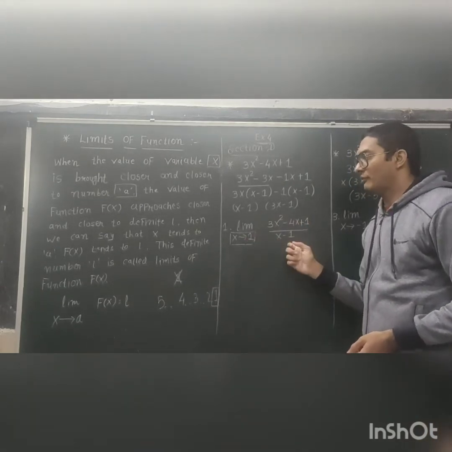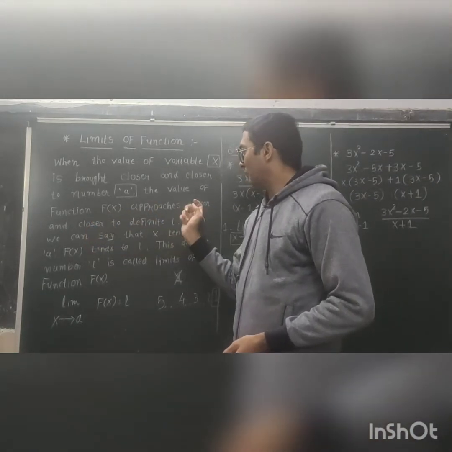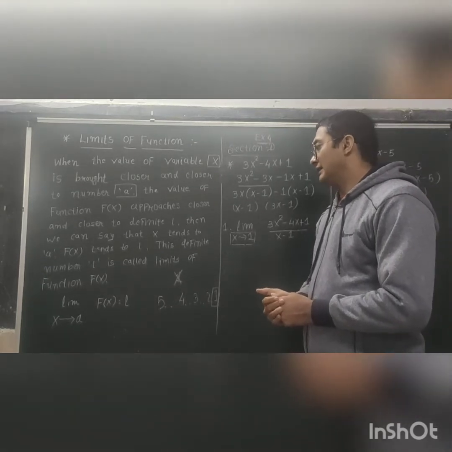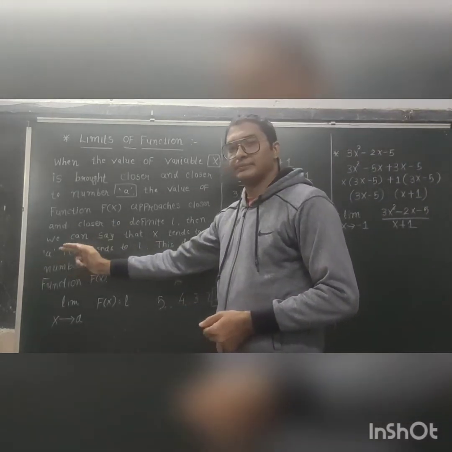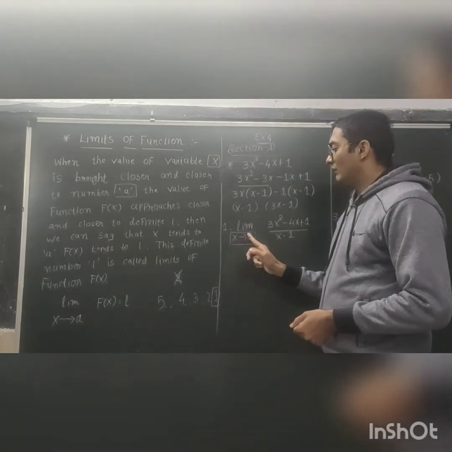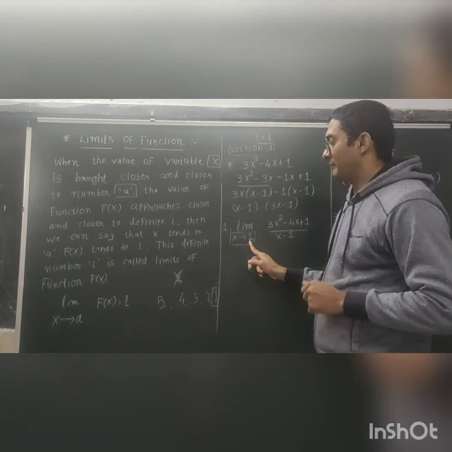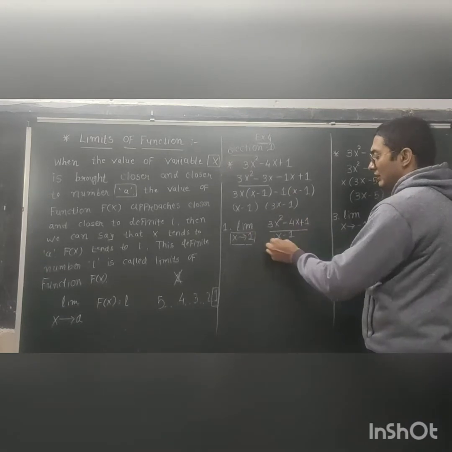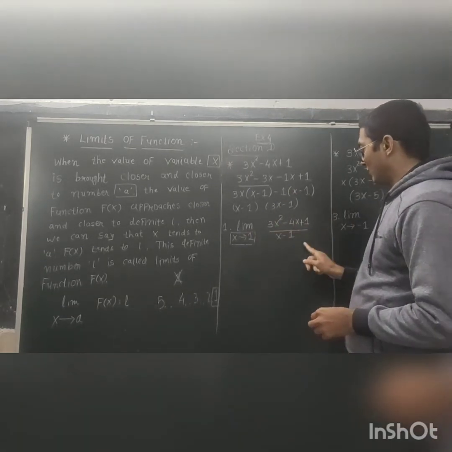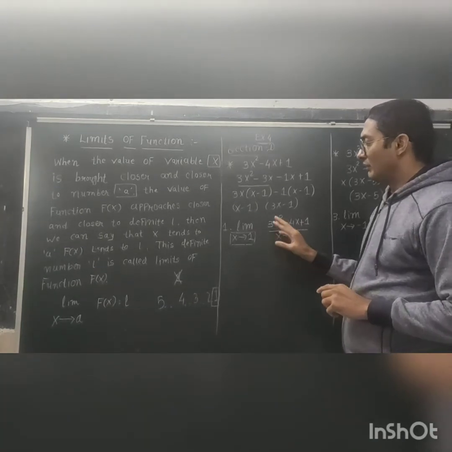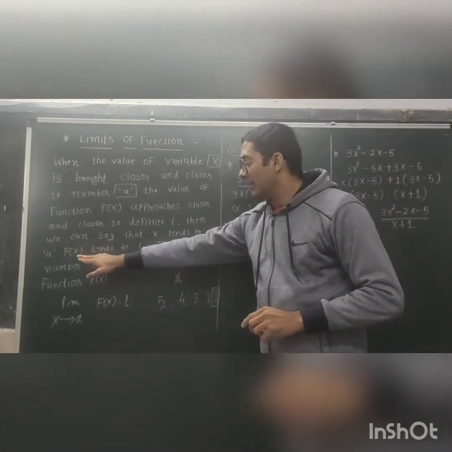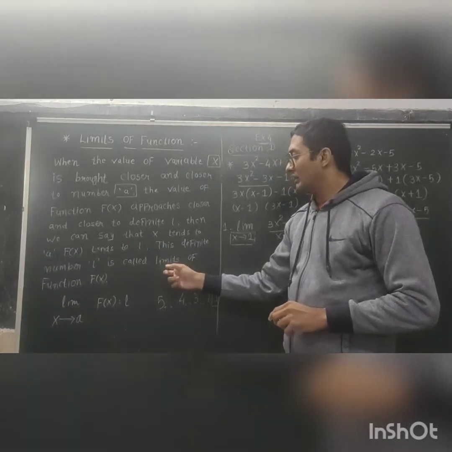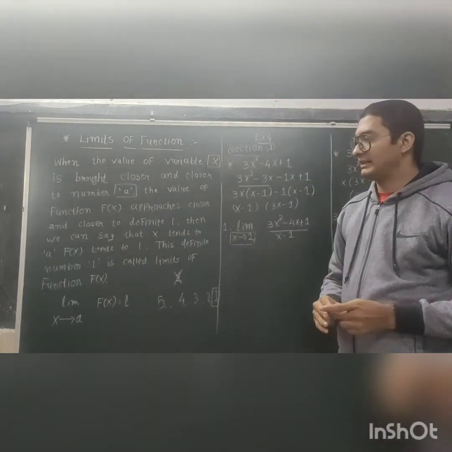So the overall limit of a function approaches closer and closer to definite L. Then we can say that x tends to a. X tends to a means here the value of x tends to 1. So f of x tends to L, so overall this answer is 1. It means in this equation if I put the value 1, we get the final answer, and that is called f of x tends to L. So this definite number L is called the limit of the function f of x.